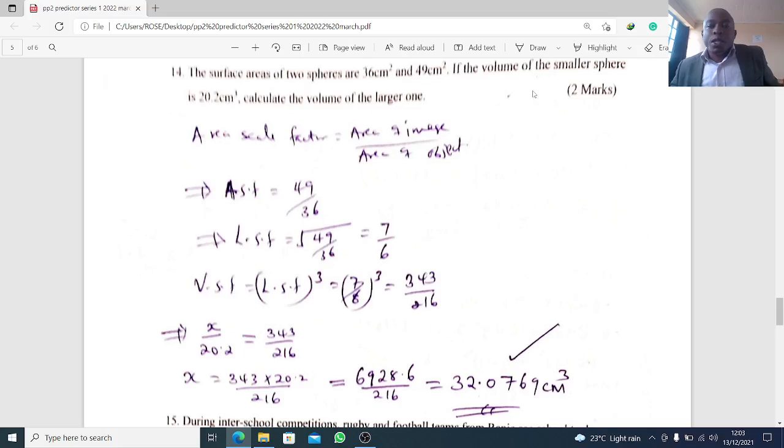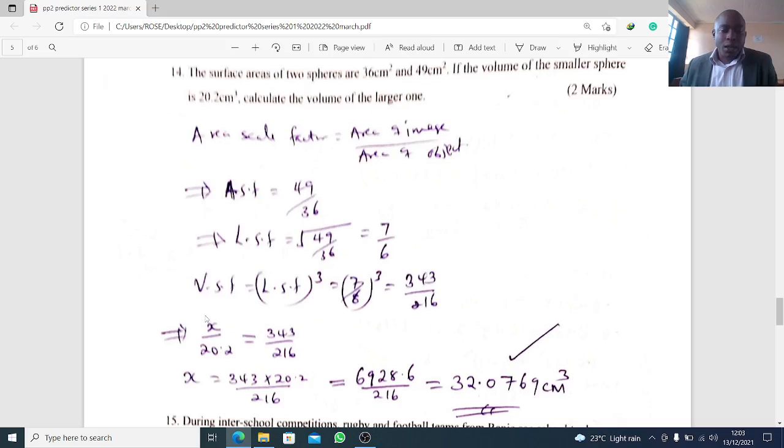If the volume of the smaller sphere is 20.2 centimeters cubed, calculate the volume of the larger one. We know that area scale factor is area of image over area of object, and area of image over area of object is 49 over 36. That is, we can find the linear scale factor, which is the square root of the area scale factor, and that gives you 7 over 6. Then volume scale factor is linear scale factor cubed, which is 7 over 6 cubed. That gives you 343 over 216.